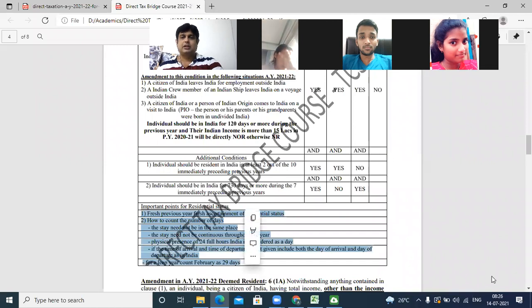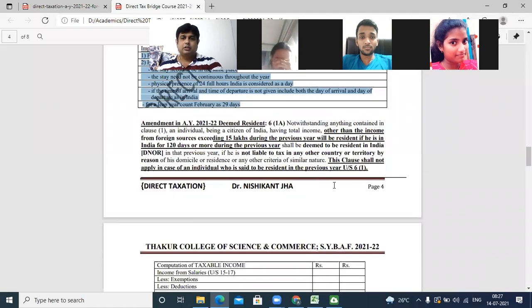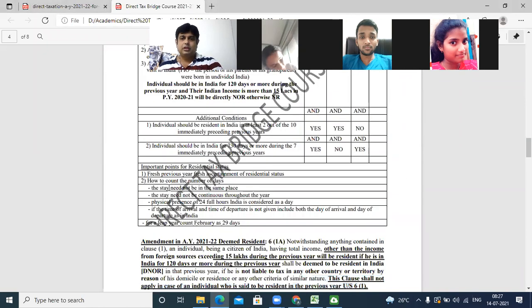Several times I stated, you guys. Okay. Just now I was referring, this clause is not applied to those who are covered under section 6(1). These things are very important. Keep in mind.